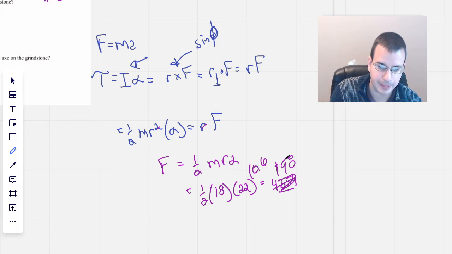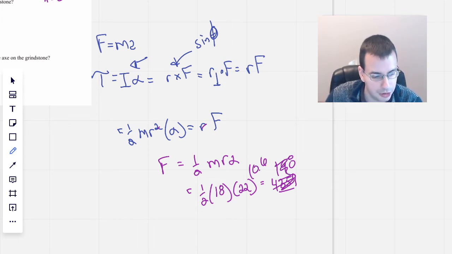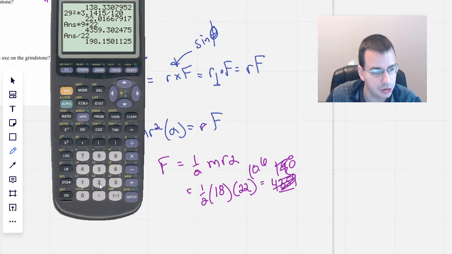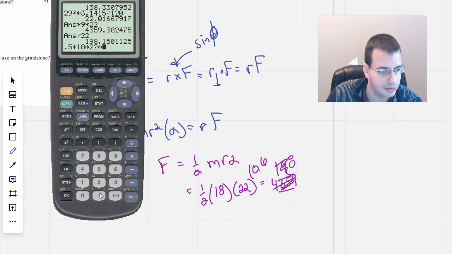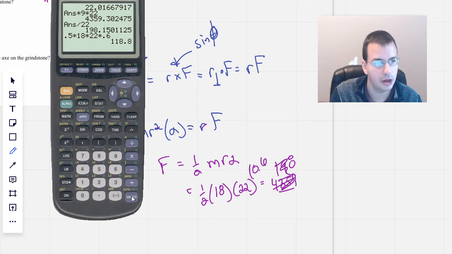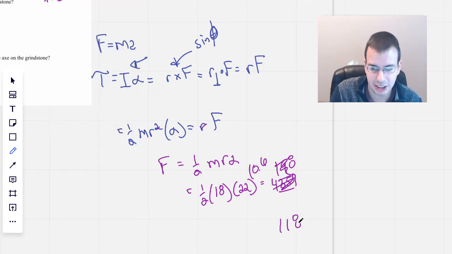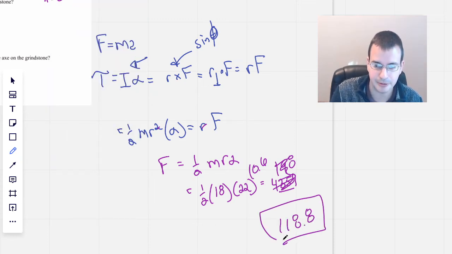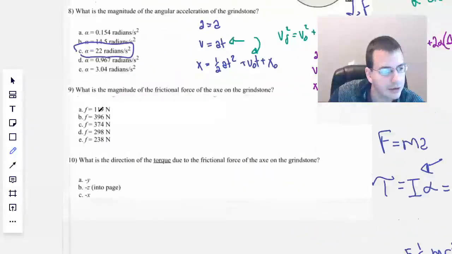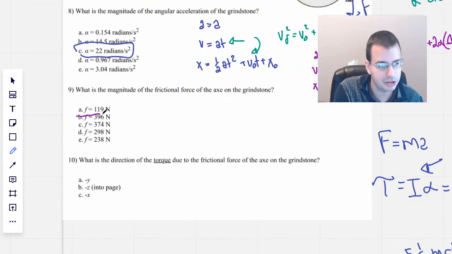Okay. So now really doing the problem. This time it's for real. So we'll do 22. Nope, start at the left. Don't get cocky. 0.5 times 18 times 22 times 0.6. 118.8. There we go, and that's a possible answer.